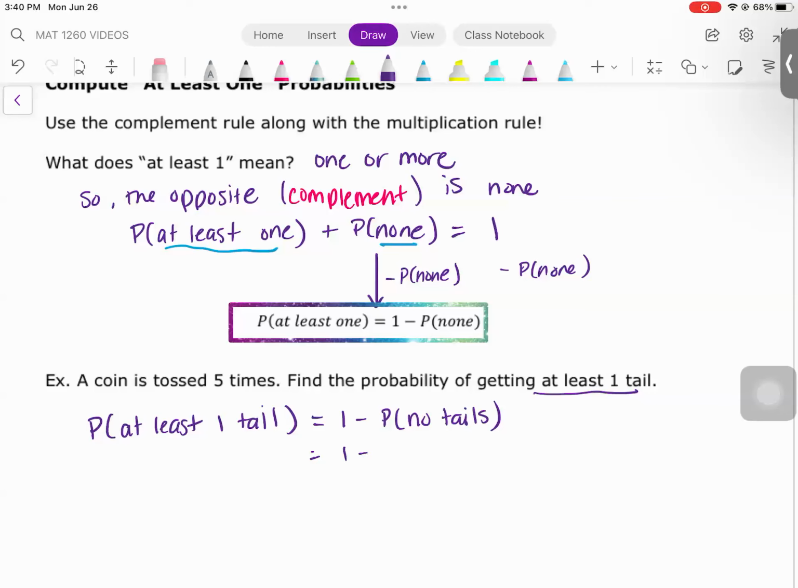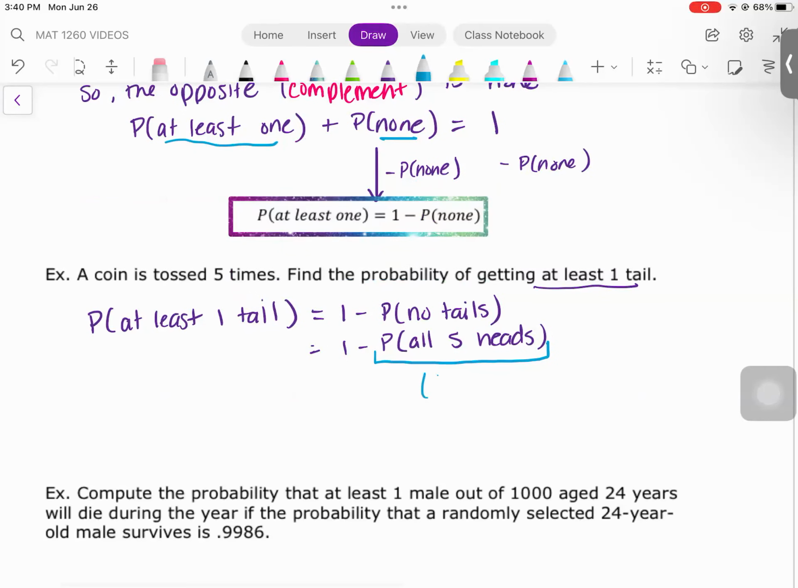Well, we can think about that event. If we get no tails, that means we get all heads, and there are 5 tosses, so all 5 are heads. Now let's keep working on this statement, the probability that all 5 are heads. We know that the probability that 1 is heads is 1/2, and those flips are going to be independent. So all 5 would be the probability the first is heads, the second, the third, the fourth, the fifth are all heads. So it'd be 1/2 to the 5th power.